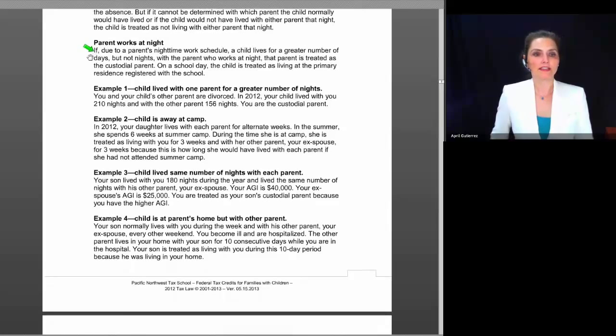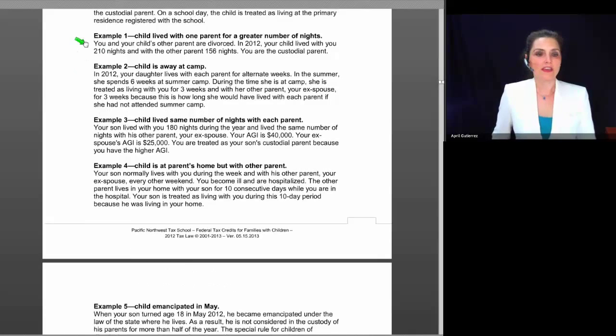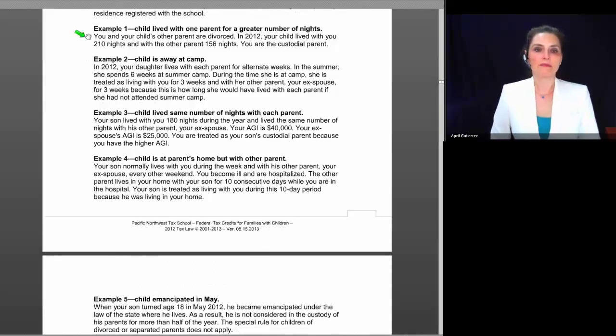Parents work at night. If due to a parent's nighttime work schedule, a child lives for a greater number of days but not nights with the parent who works at night, that parent is treated as the custodial parent. On a school day, the child is treated as living at the primary residence registered with the school. Here are some examples, and these are not my examples. These come out of the IRS publications. I don't think it's Pub 17. It's a different one on the child tax credit. But at any rate, these are not my own illustrations.